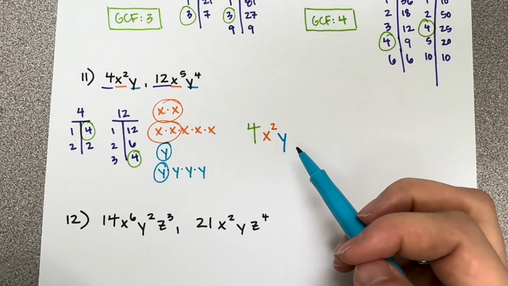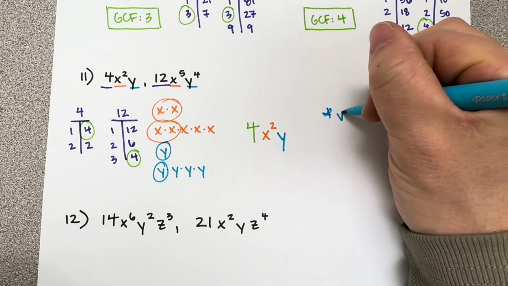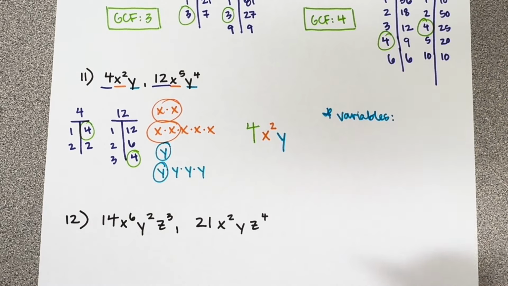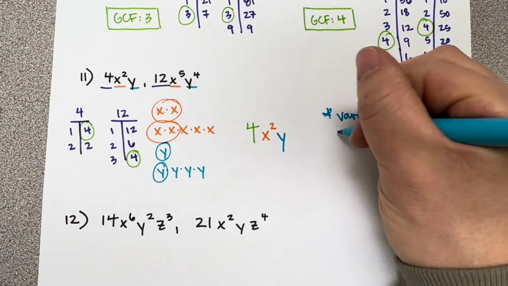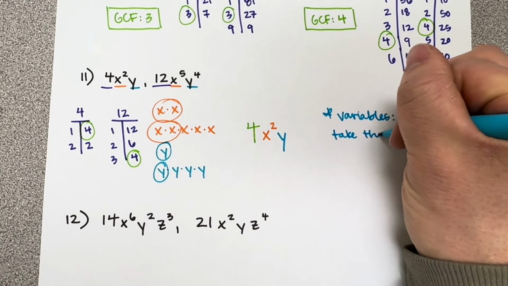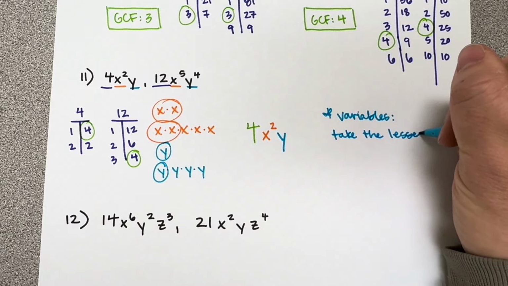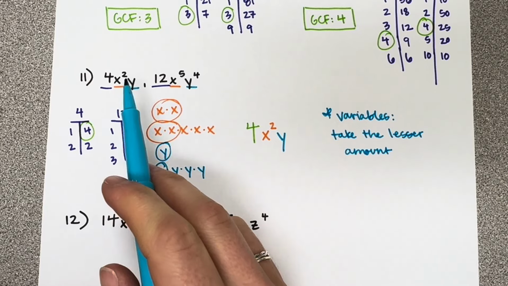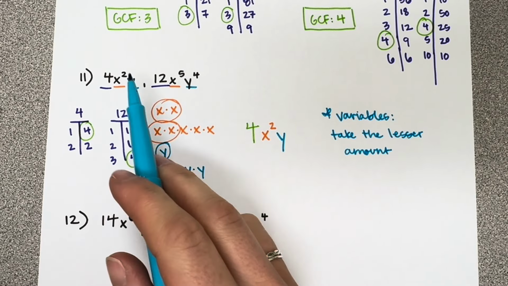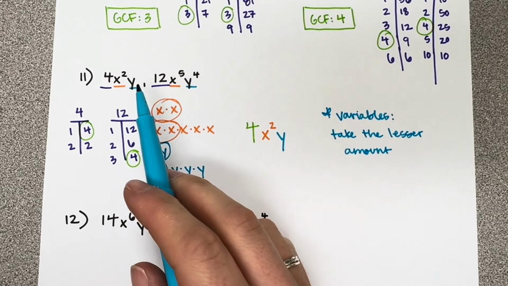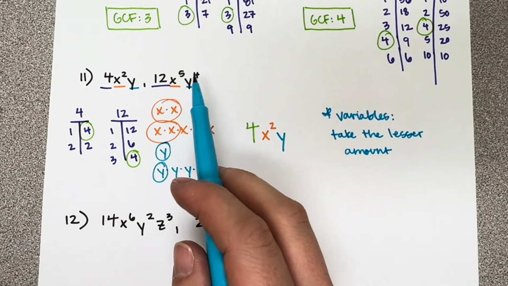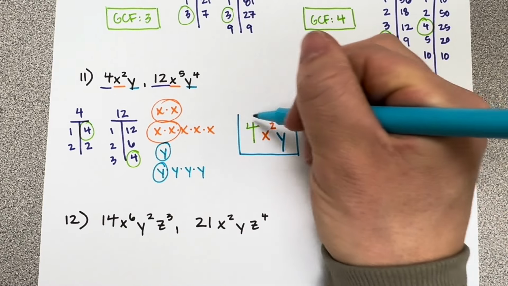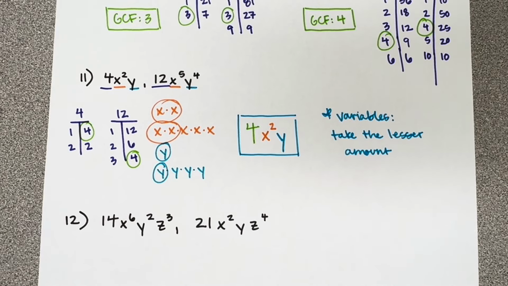Okay, now here's the shortcut. Here's the tip with variables. Okay, and I'm gonna actually write this on our paper. With the variables, finding the greatest common factor between two variables is just take the lesser amount of variables. And what that means is, so my first term had 2, my second term had 5 of x's. Well, I'm just going to take the least amount of my x's, 2. For y's, the first term had 1 and the second term had 4. Again, take the least amount, which is just 1. So my final answer, my GCF, is 4x squared y.